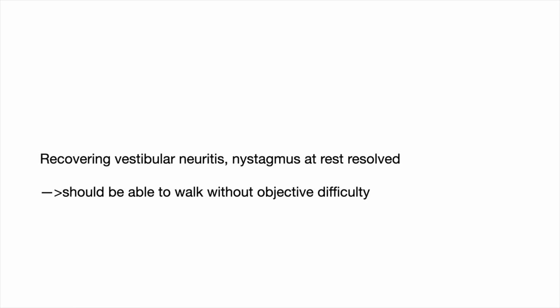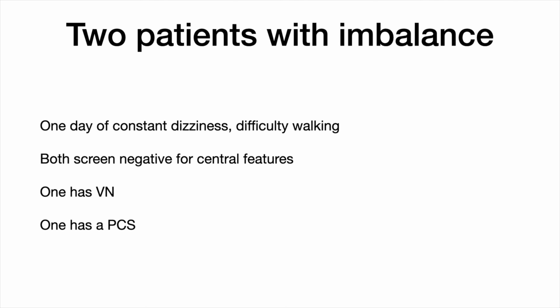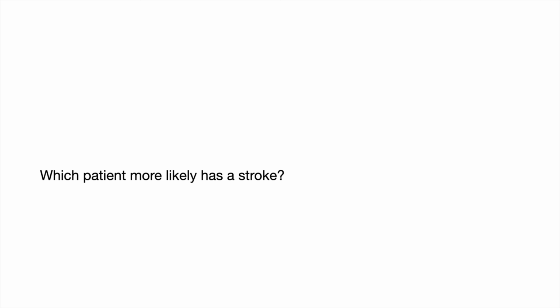How might this play out? Well, imagine seeing two patients in your emergency department, both with constant dizziness lasting many hours and difficulty walking, and that they both screen negative for central features. Now I'll let you know that one has vestibular neuritis and the other has a stroke. Let's have a look at their gait and see if you can tell which one more likely has a stroke.